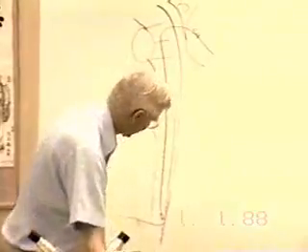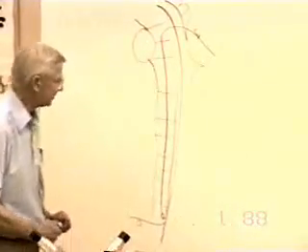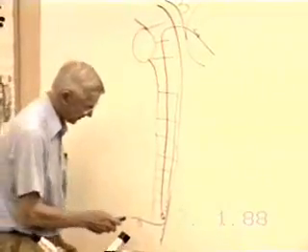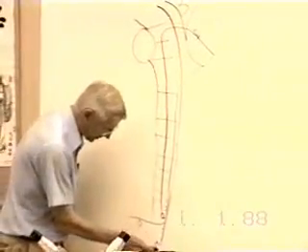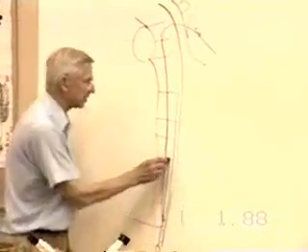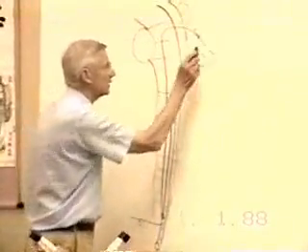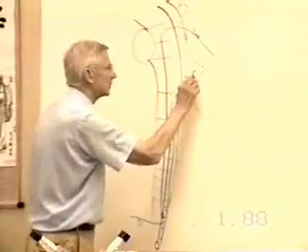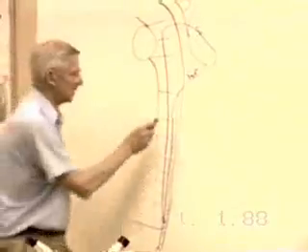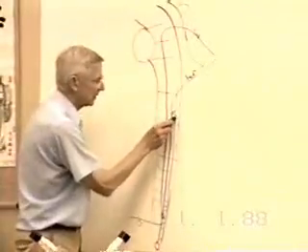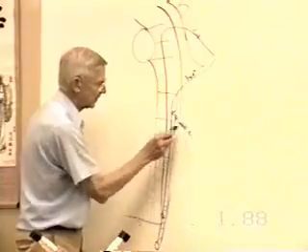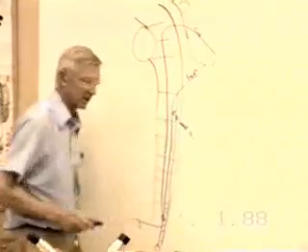The second system is the dorsal spinocerebellar tract coming from Clark's nucleus and ascending as the dorsal spinocerebellar tract and entering into the inferior peduncle. So we have the dorsal spinocerebellar tract and the ventral spinocerebellar tract.